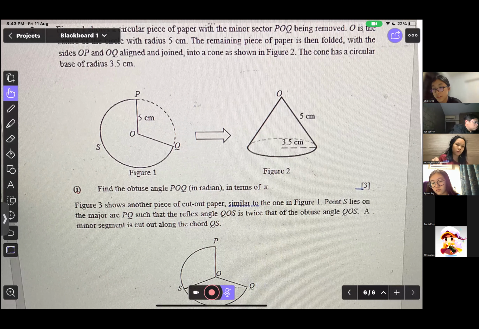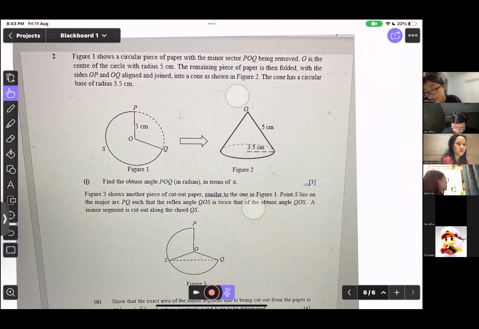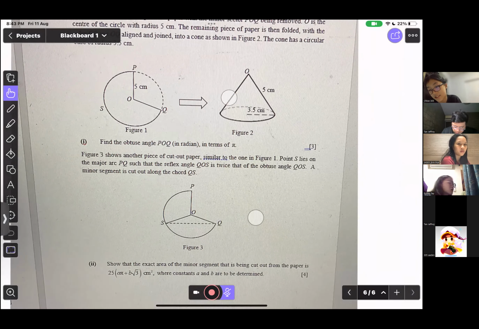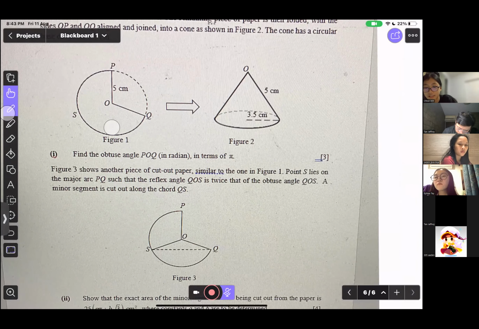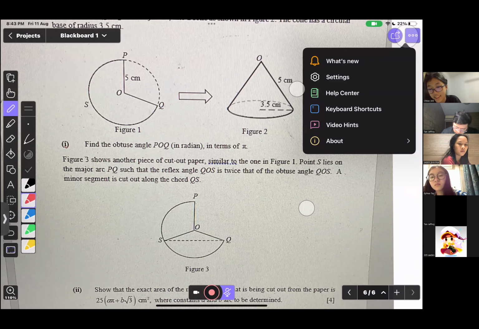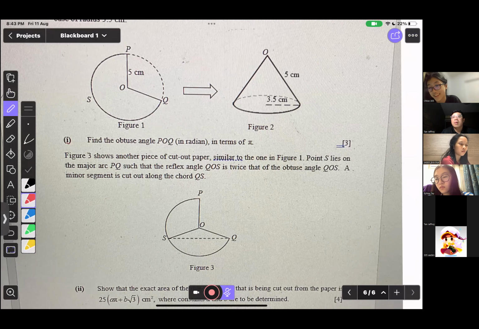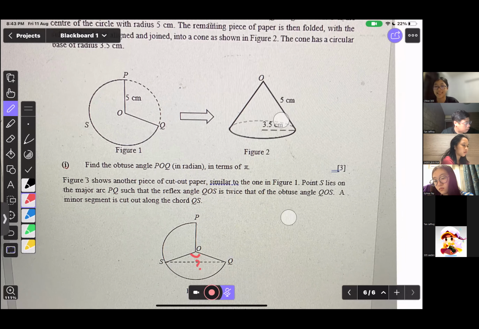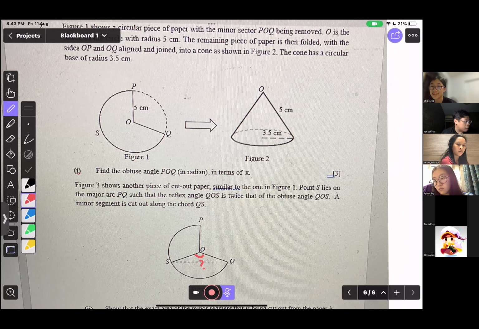In part 2, I know that the reflex angle SOQ is 2x, then angle SOQ is 1x. But then I don't know how to find angle QOS, the reflex. Because the ratio of the reflex QOS is twice that of angle QOS.